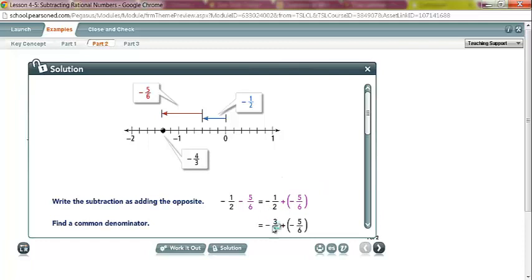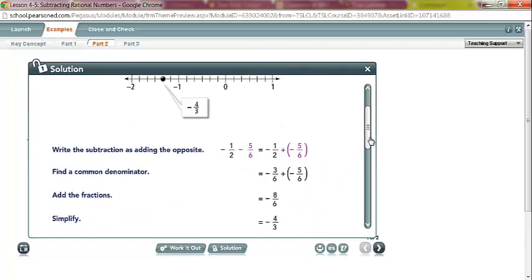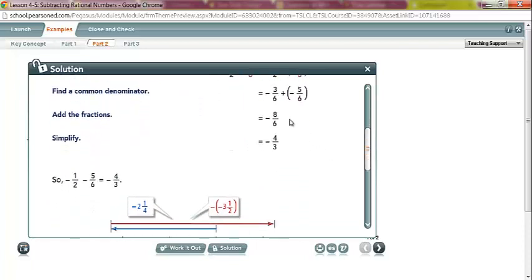The other way we can do that is to find those common denominators and do the math, and we would find that when we do that, we get -8/6, which simplifies to -4 thirds, and if we wanted to change that improper fraction, we're going to get -1 1/3.